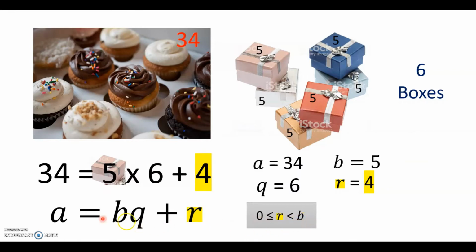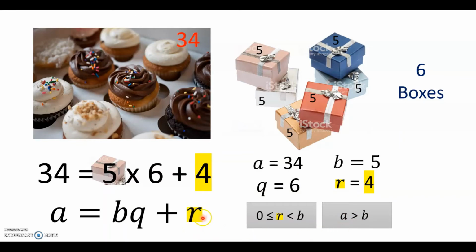Okay, and also the relationship between A and B can be written as A has to be bigger than B. If you had 4 cakes, you cannot put 5 cakes in each box. So this 34 has to be bigger than this 5. So A has to be bigger than B. So that's our second condition: A is greater than B.